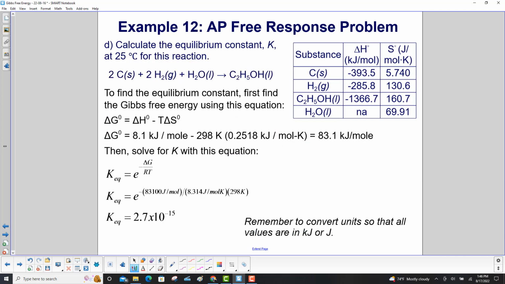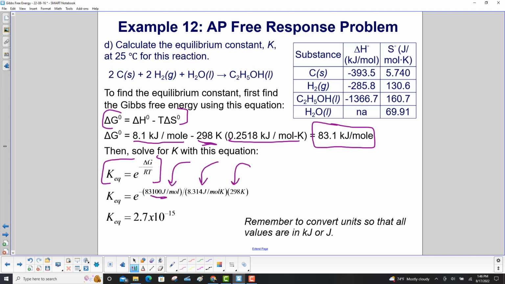Calculate the equilibrium constant. First, find the Gibbs free energy using this equation right here. And we found delta H, and here's the temperature. And we found delta S. So we carry out the math, we get 83.1 kilojoules per mole. Now to find the equilibrium constant, K equals e to the minus delta G over RT. Substitute in our values, and notice we need to use joules here because the universal gas constant is in joules, and we get the equilibrium constant is 2.7 times 10 to the minus 15.